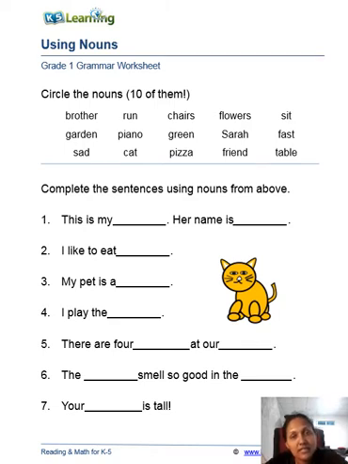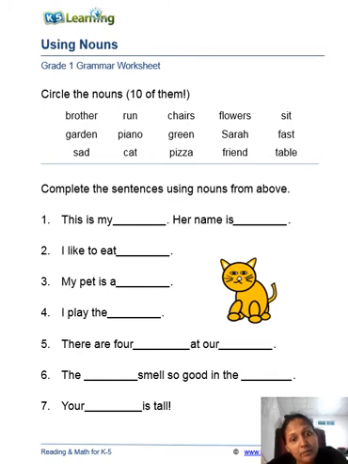Table, table is a thing. You can circle that. Okay, so 10 words are there. Brother, garden, piano, cat, chairs, pizza, flowers, Sarah, friend and table, right? So you can circle the nouns. Then we can do the next activity.